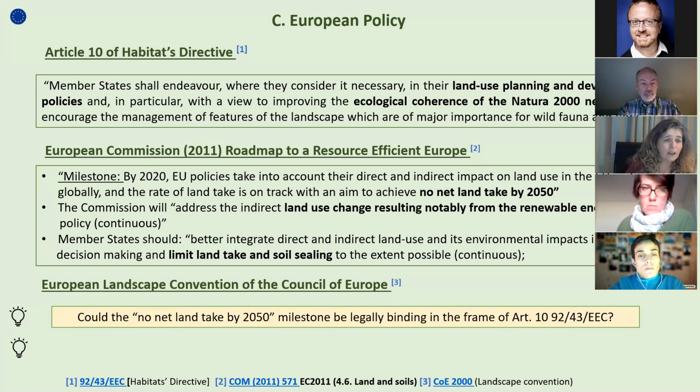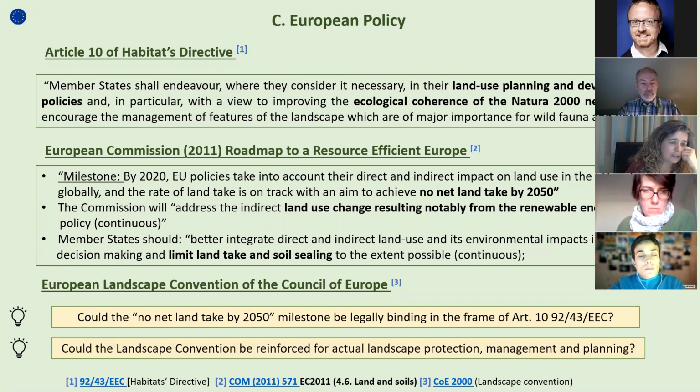And the question to talk about at the end is in which way, or if you agree, to integrate the no-net-land-take milestone in legally binding terms in the frame of Article 10 of the Habitats Directive. Second, whether the Landscape Convention could be reinforced in a way that actually helps landscape protection, management and planning.